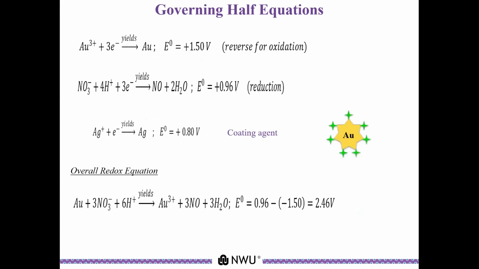So these are the governing half equations. If you can see, the silver ions will be coming from the silver nitrate, and they will be reduced and act as a coating layer. The overall redox equation will be as follows, with a potential of plus 2.46 volts. From this data that I'm presenting here, I could see that it is much more feasible to work with the oxidative pathway than the reductive pathway.